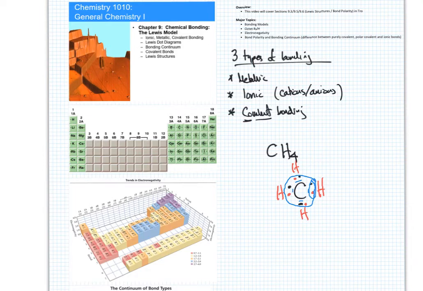Remember, hydrogen only has a 1s orbital to fill, and it only needs 2 electrons. So now suddenly everyone's happy because it is fulfilling the octets around the carbon and around the hydrogen. It's a very simple way of explaining what the configuration of CH4 might look like.